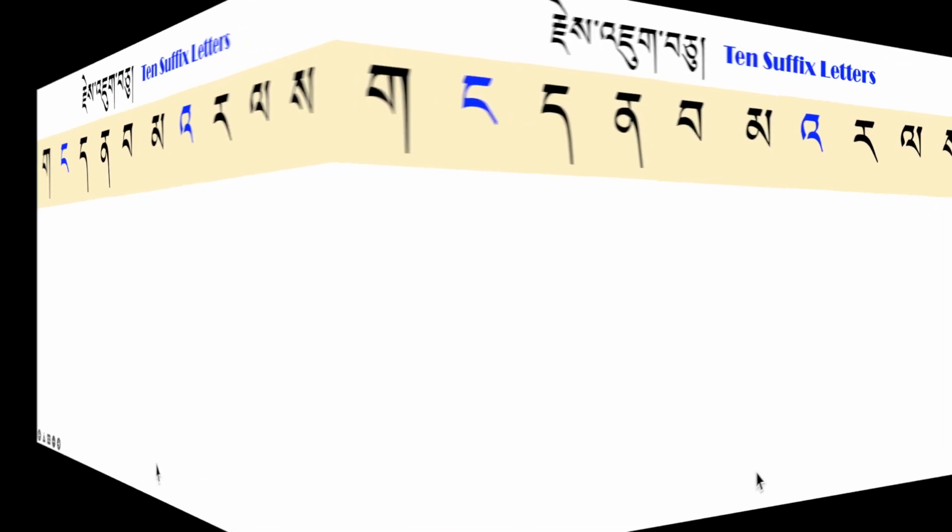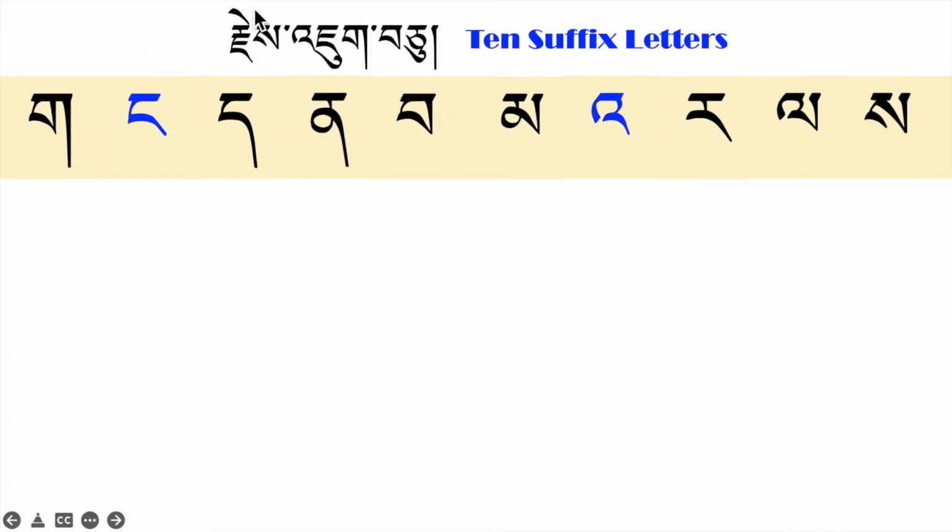Okay, let's start. Here you can see the Jinjuk, the 10 suffix letters, which are ka, nga, ta, na, pa, ma, a, ra, la, sa. These 10 suffix letters we always have to remember. Also we have to become familiar with them, so that the next step will become easier.